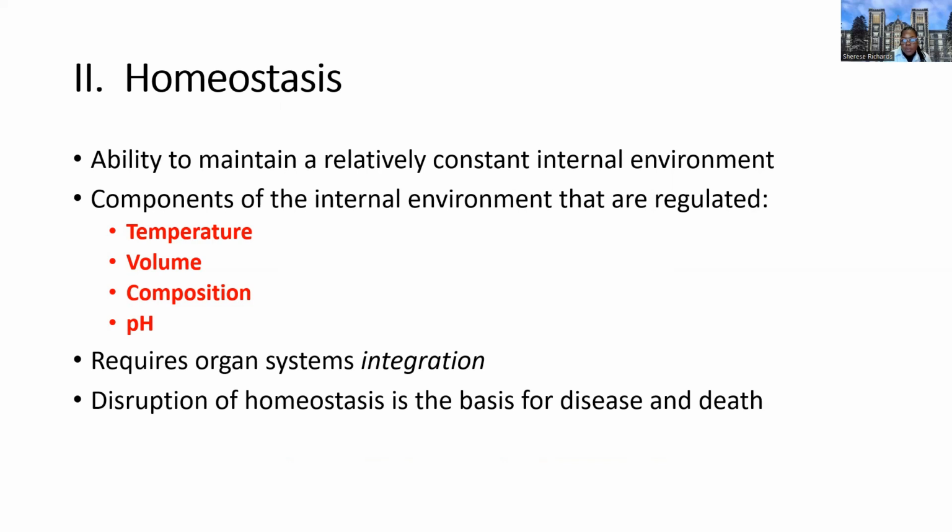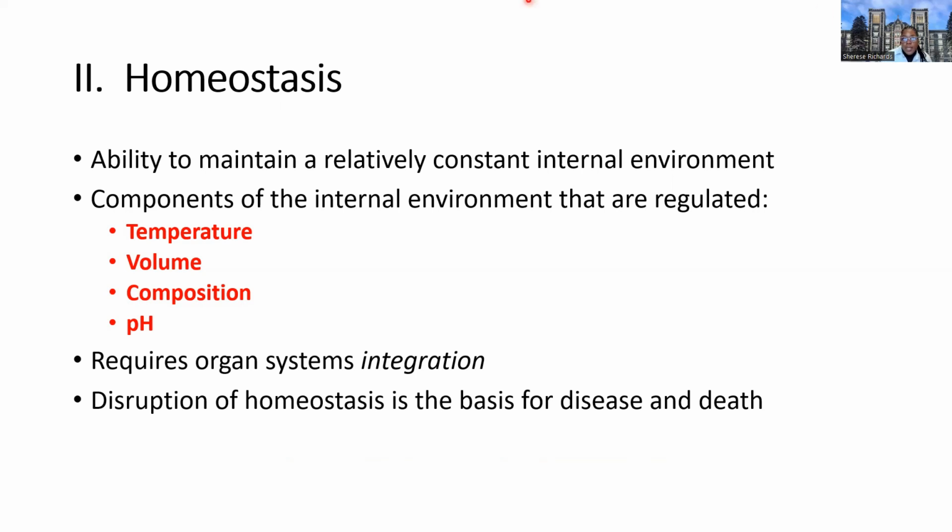And so this requires what we refer to as organ systems integration. So there are several systems playing: your muscles, your blood vessels, your nervous system, your brain. All of these various organ systems are integrating or playing together in order to bring about homeostasis. And whenever we do have a disruption of homeostasis, this is the initial basis for disease and ultimately the road that leads to death. So any disruption to a constant internal environment is where we begin to introduce disease.